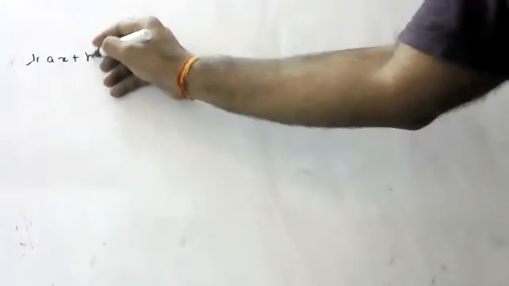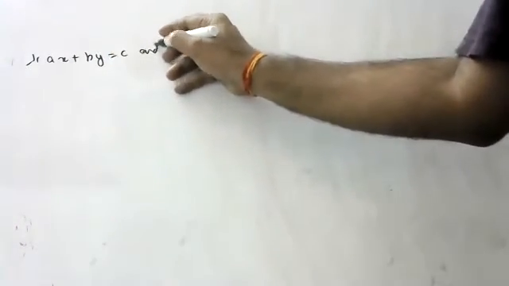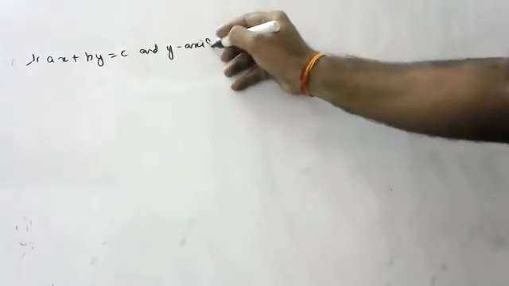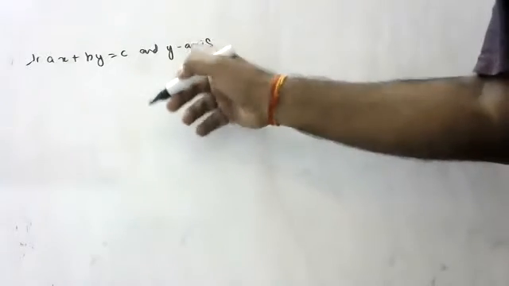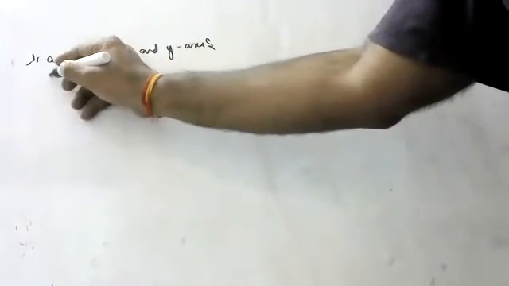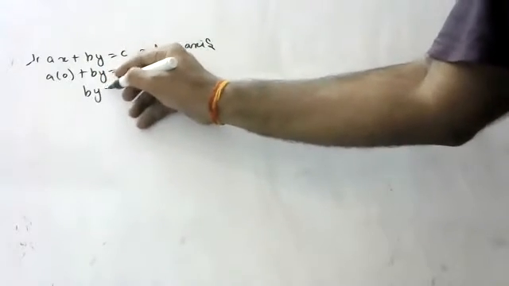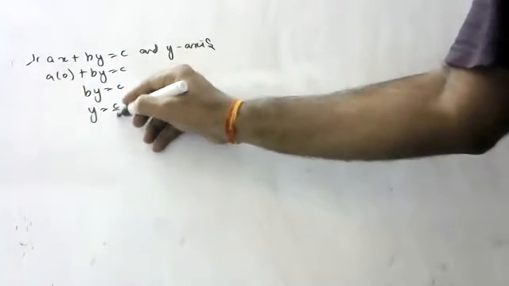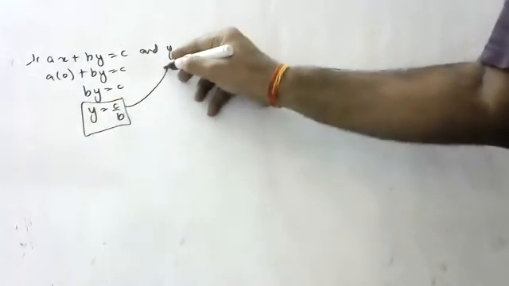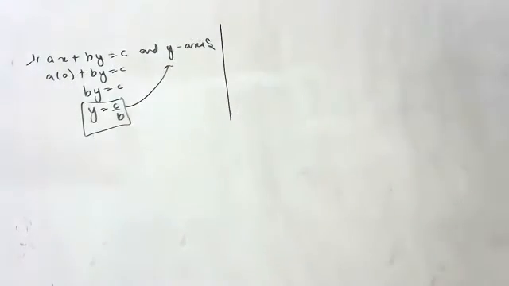Find the common solution of ax plus by is equal to c and the y-axis. On the y-axis, the x coordinate is 0. So by is equal to c, y is equal to c by b. C by b is the common solution for this and this. On the y-axis, the x coordinate is 0.